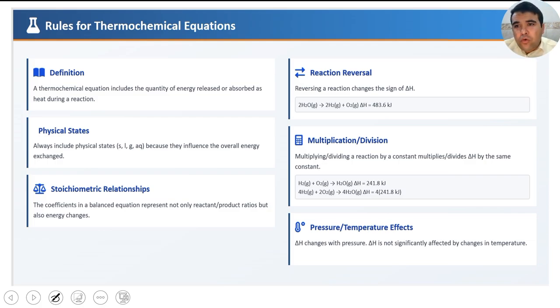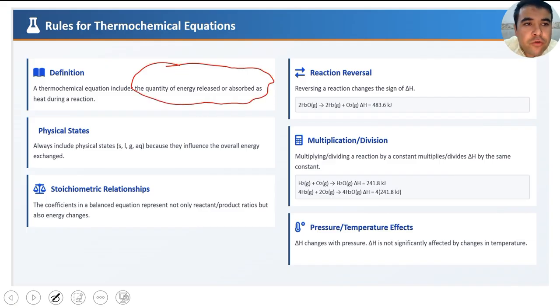The rules for thermochemical equations, or the factors that change the enthalpy change. Guys, a thermochemical equation, as we define it, is an equation that includes the amount of energy released or absorbed in a process. It can be a physical or chemical process, doesn't matter. What are the factors that affect the enthalpy change?